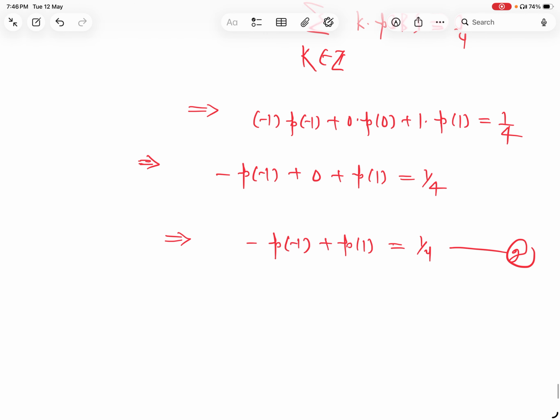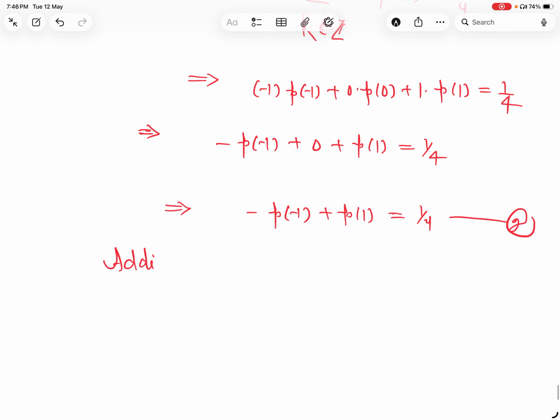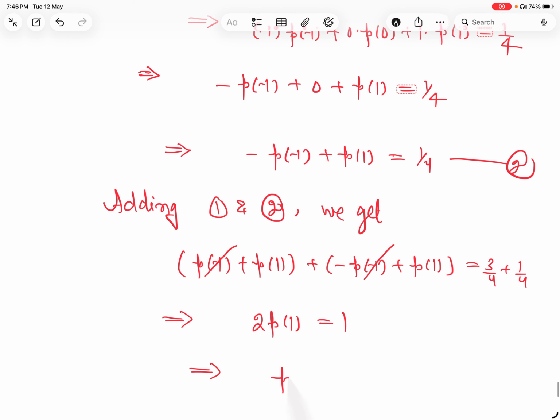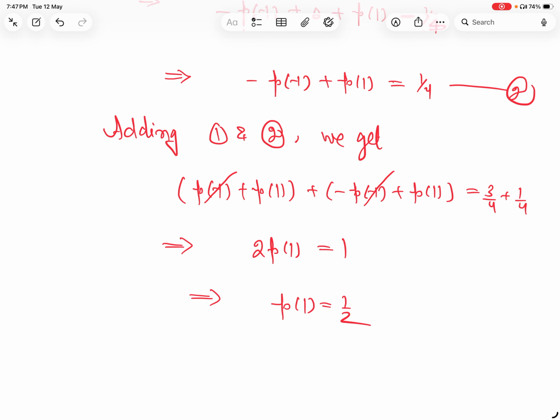Adding equations 1 and 2, what do we get? So this is p minus 1 plus p1 plus minus p minus 1 plus p1 equals 3 by 4 plus 1 by 4. So p minus 1 is cancelled out. That is 2 p1 and that is 1. So p1 is equal to 1 by 2.